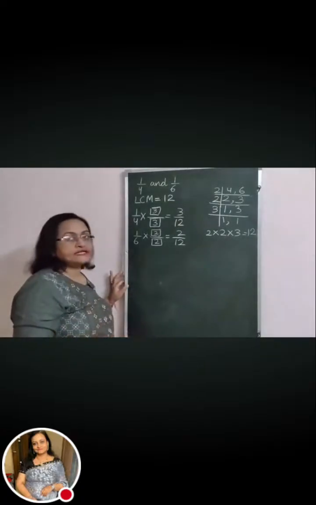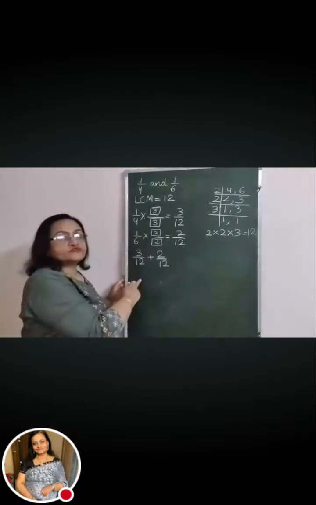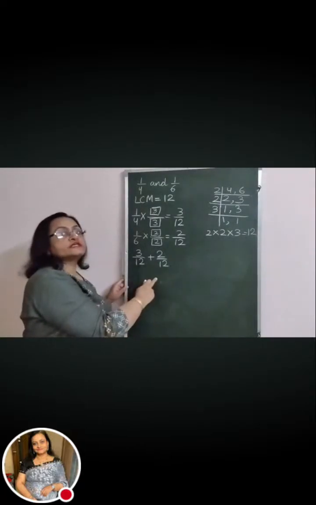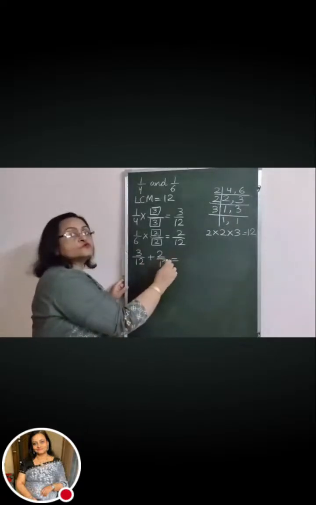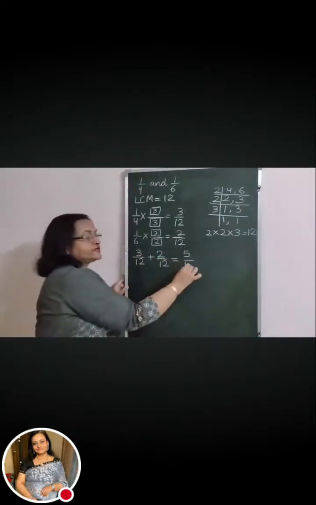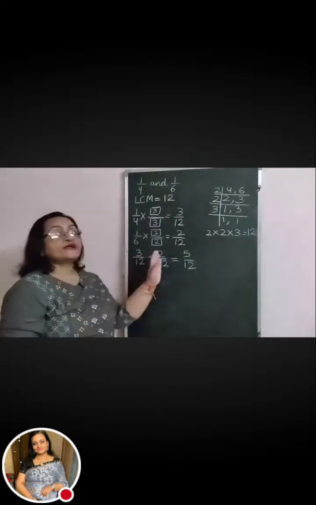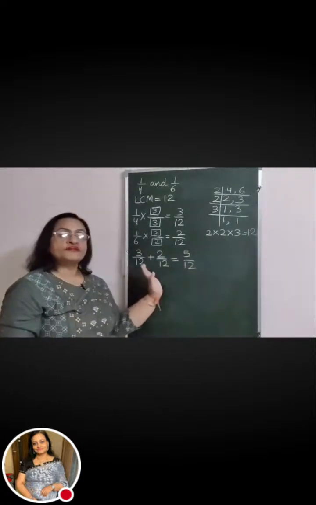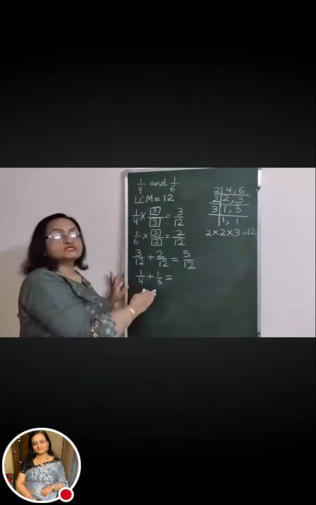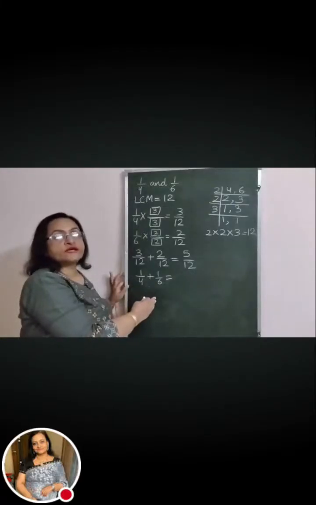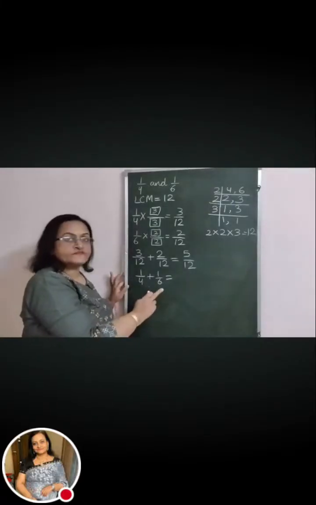Now we can add and subtract them easily. First of all, we will add them. 3 by 12 plus 2 by 12 is equal to 3 plus 2, 5, and 12 will be written as it is, because we add only numerators. Denominator is written as it is. So the sum of 1 by 4 and 1 by 6 is equal to 5 by 12.